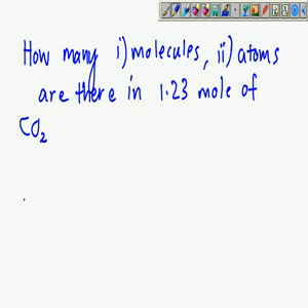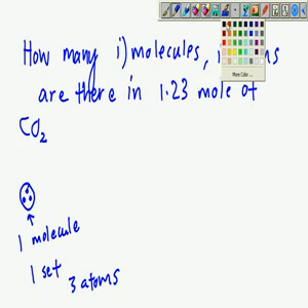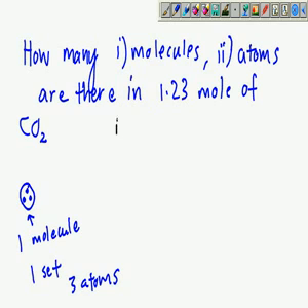You see, CO2 is like having three types of atom, but we combine them together. We call them one molecule. Alright? It's like one set. But how many atoms are there? 3 atoms inside. So, depending on the question, let's answer the first question. First question, they want number of molecules. Meaning how many sets? How many sets are there in 1.23 mole?